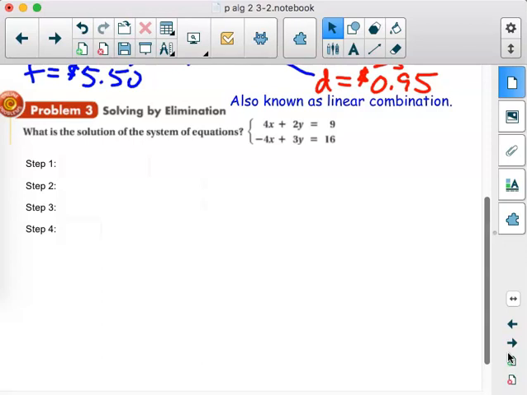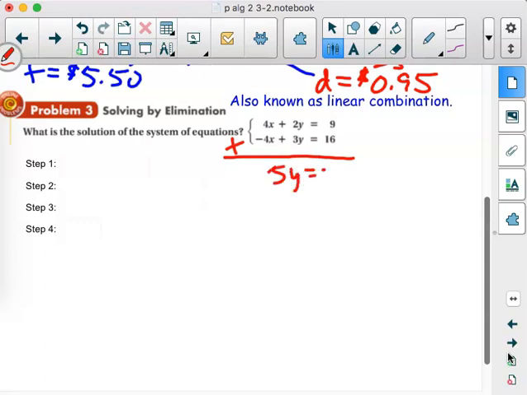You notice how 4X plus negative 4X, those would cancel each other out. How about if I just add them together? 4x and negative 4x is gone. 5y equals 25. I don't suppose that works, does it? And they found out it does.